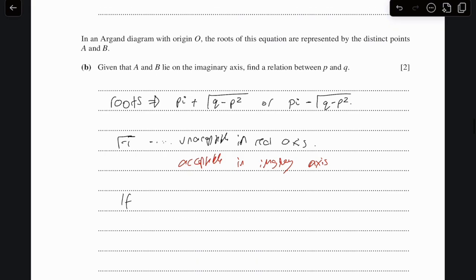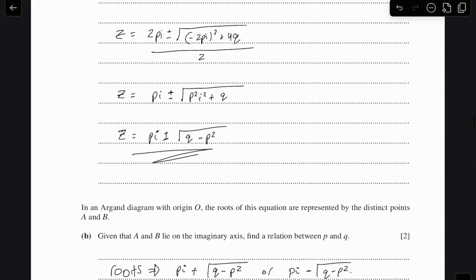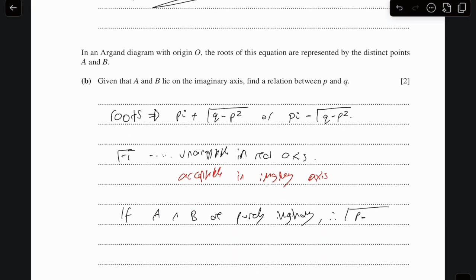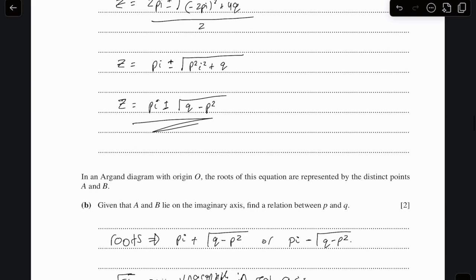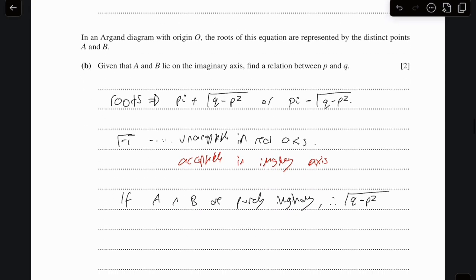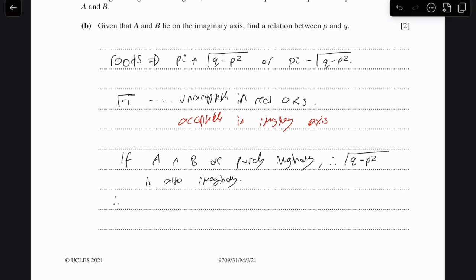So if A and B are purely imaginary, therefore q, don't want to put p there, yeah, q minus p squared is also going to be imaginary, which means therefore that q minus p squared is smaller than 0, which means that q is smaller than p squared.